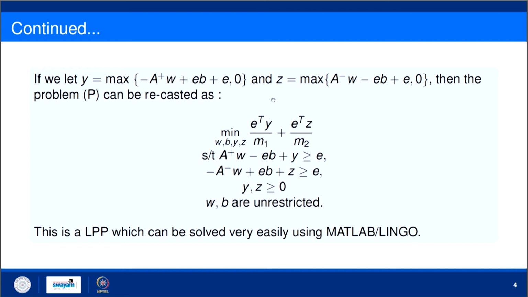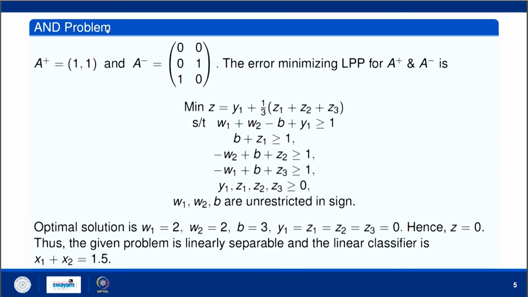If this value of the objective function comes out to be 0, that means the classification problem is linearly separable. Okay. So, let us discuss an example based on this. This is an AND problem where A plus has 1 data point and A minus has 3 data points. So, what is A plus and what is A minus?